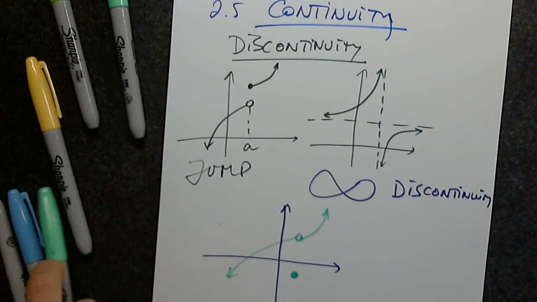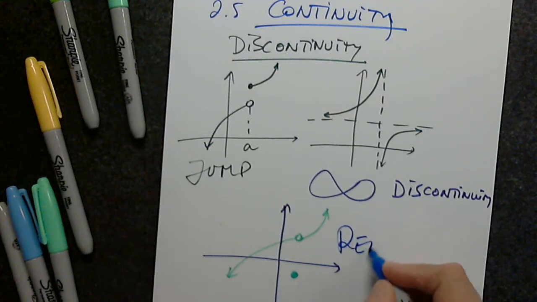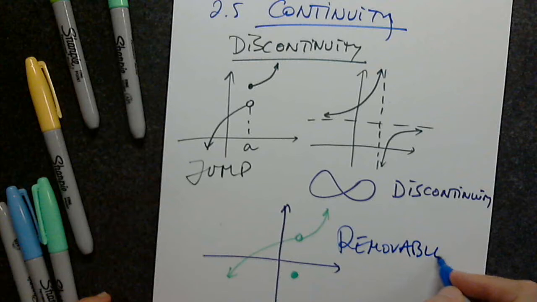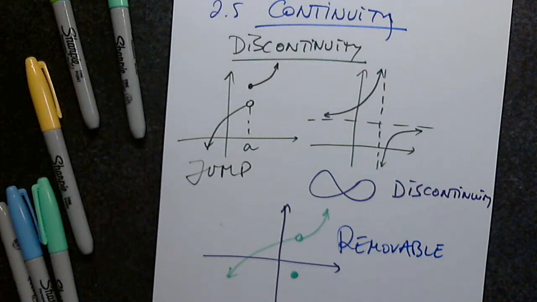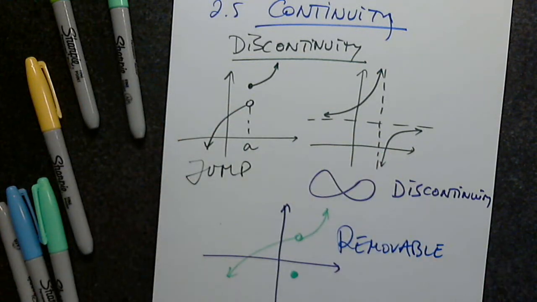What type of discontinuity is this? Removable. This is the only situation in which, by making a minor change to this function, I can make it continuous. There is nothing I can do here ever. There is nothing I can do here ever. But here I have the option of making this function continuous. All I have to do, only because the limits from the left and from the right are the same.